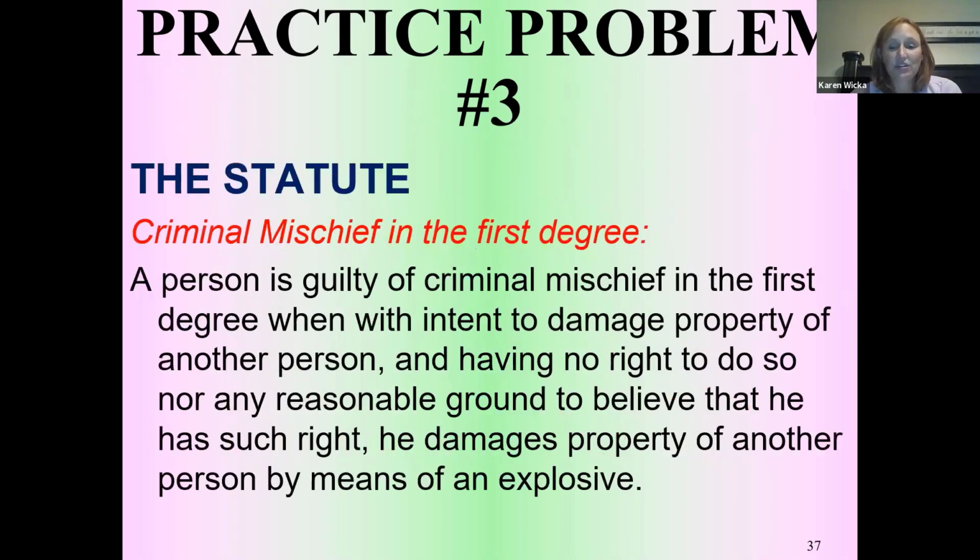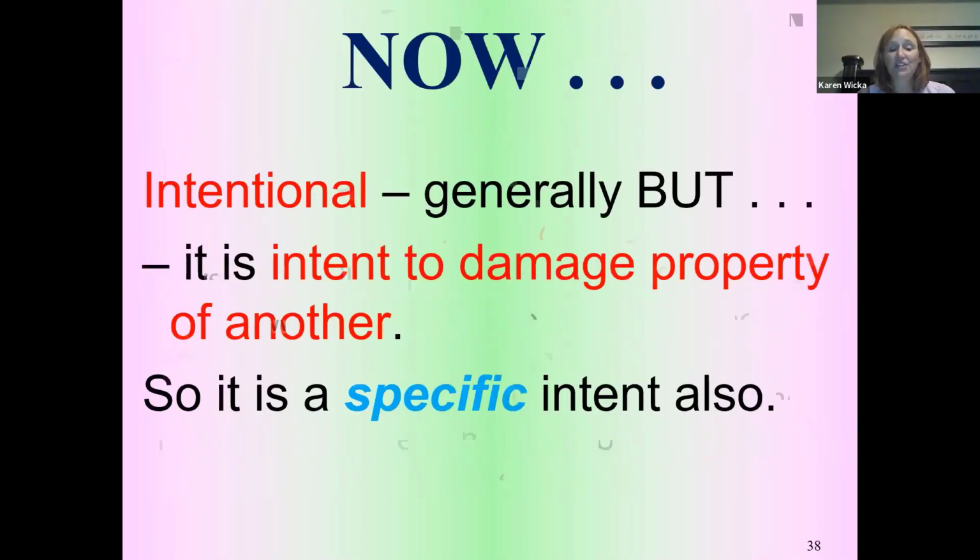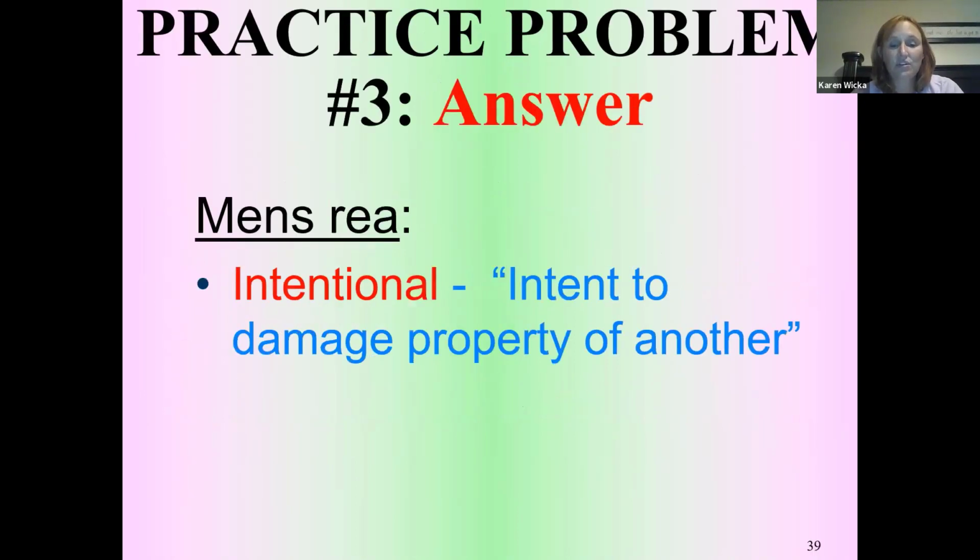So this was our statute: criminal mischief, with intent to damage property of another, having no right to do so, you cause damage to another. Same thing. It's intentional and it's a specific intent. You have to intend to damage property. So it's not that you generally intend to act, it's that you specifically want to damage property, and you have to show that they intended to damage the property. Okay, so you would just write intentional, intent to damage property of another.